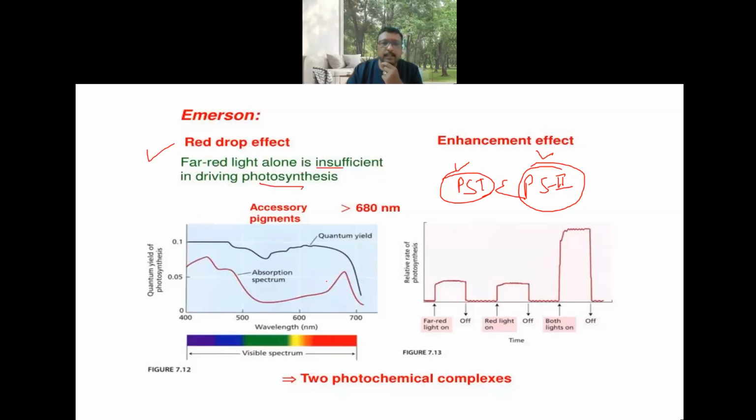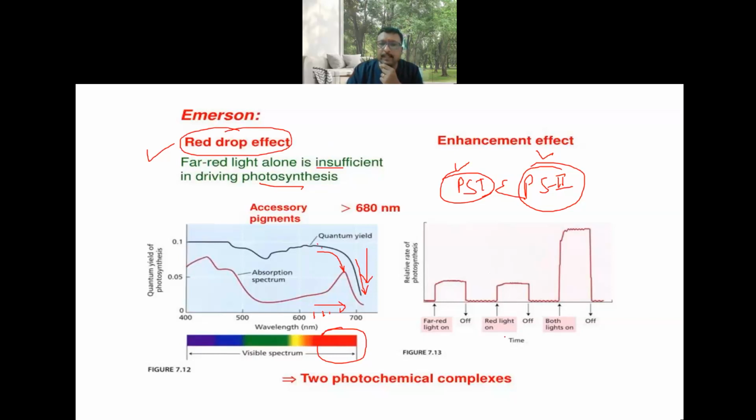That is, when the light goes beyond 680 nm, what is happening here? The photosynthetic rate is coming down drastically. So in this region, where the actual red light is, whenever it goes beyond 680 nm, the photosynthetic rate drastically comes down. So that is why this is known as red drop.